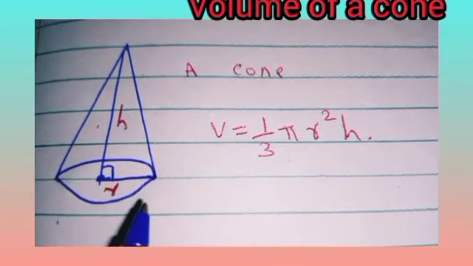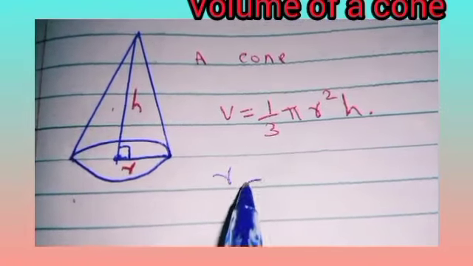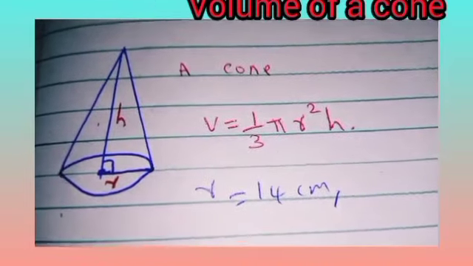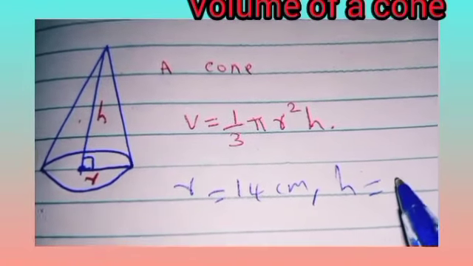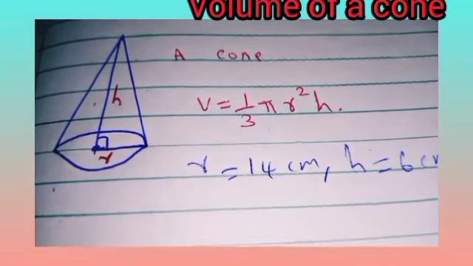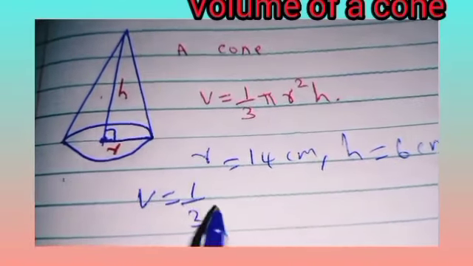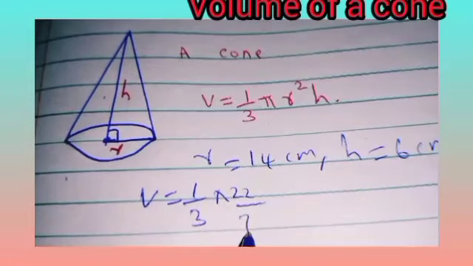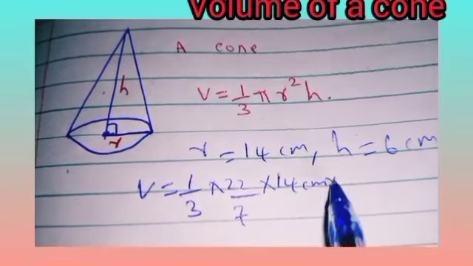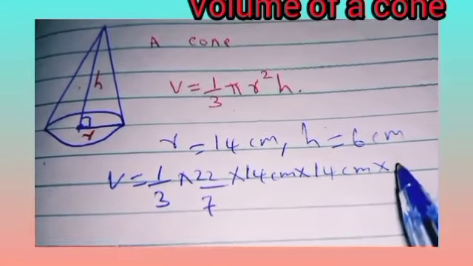In this case, we have a cone whose radius we want to consider to be 14 centimeter, and we want to consider our height to be equal to, let's say, 6 centimeter for the purpose of just this presentation. So volume will be given by a third multiplying by 22/7 multiplying by radius squared, you square 14 centimeter multiplying by 14 centimeter multiplied by 6 centimeter.